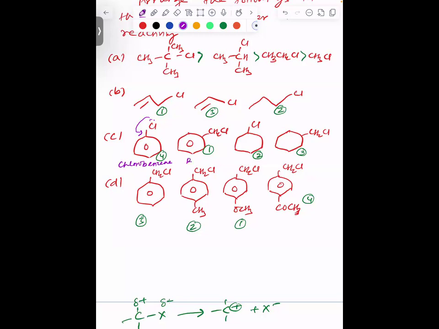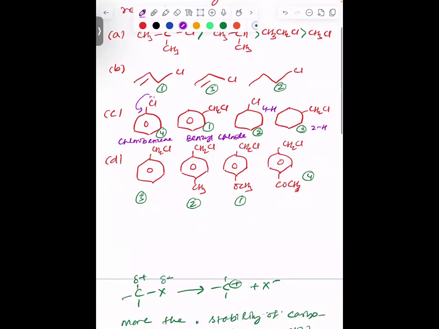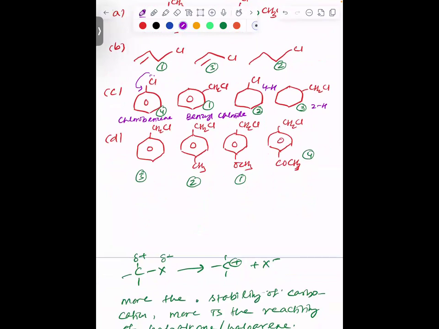Okay, this is benzyl chloride. After release of the chlorine as chloride ion, the carbocation forms, benzyl carbocation, that is stabilized by resonance. Now here, the carbocation that forms has four hyperconjugative hydrogens. Here, the carbocation that forms has two hyperconjugative hydrogens. So now the answer is clear: four hyperconjugative hydrogens and two hyperconjugative hydrogens, so of course four hyperconjugative hydrogens is most stable.